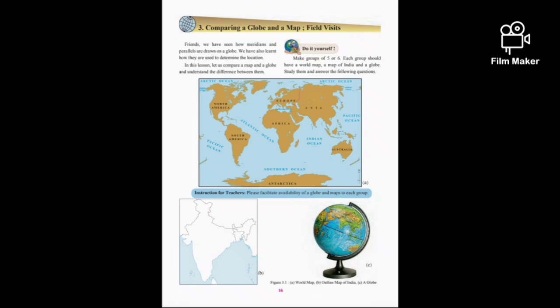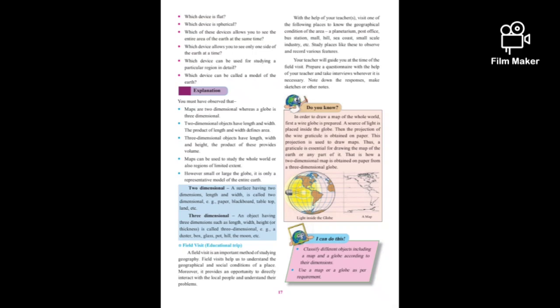Now, see page number 17, children, there are a few questions given there. Let us answer the questions. The first question is, which device is flat? So, which device is flat, children? A map is flat. Second question, which device is spherical? Spherical means round.